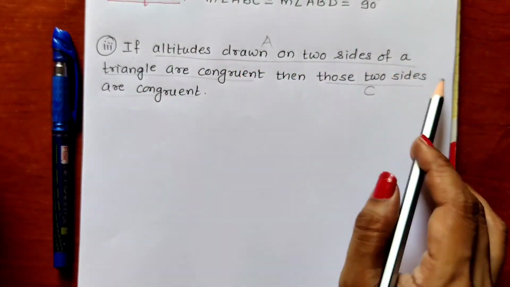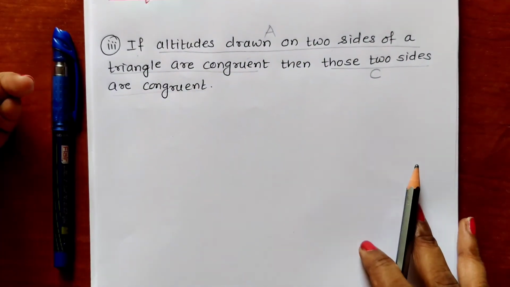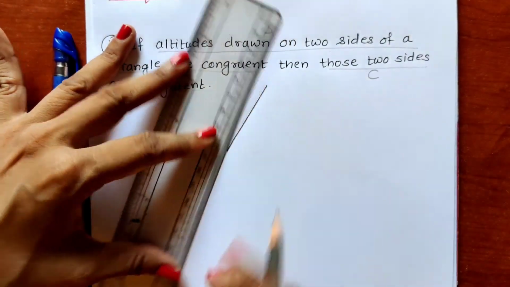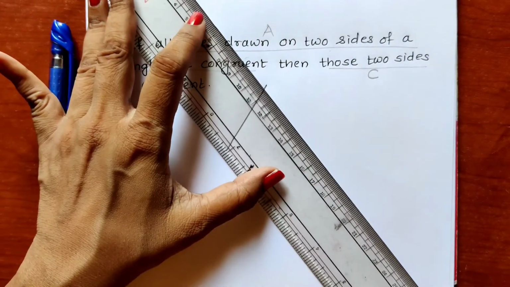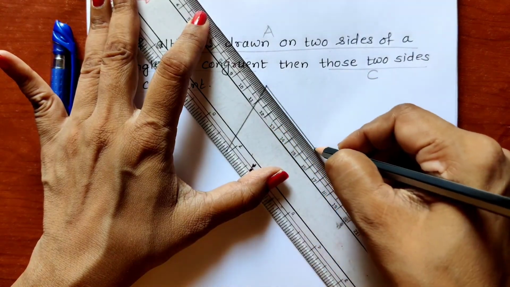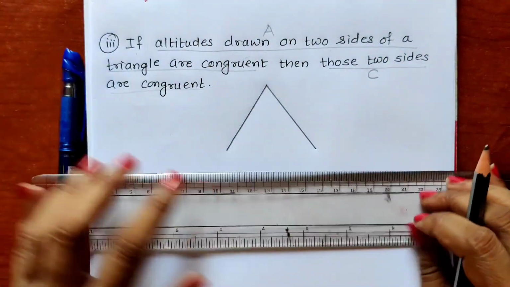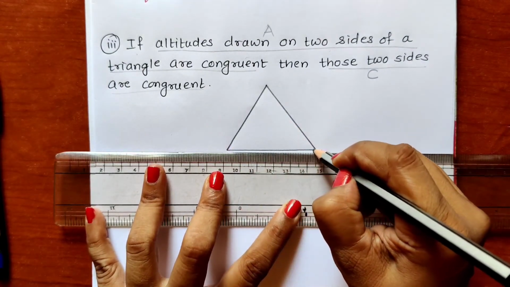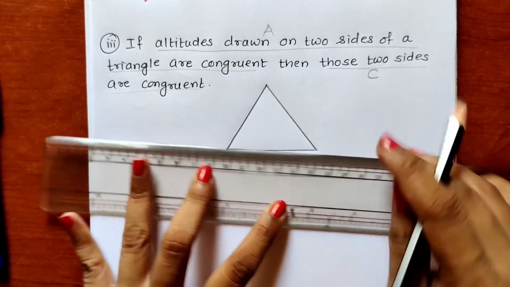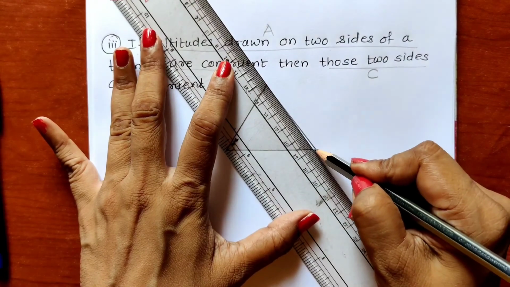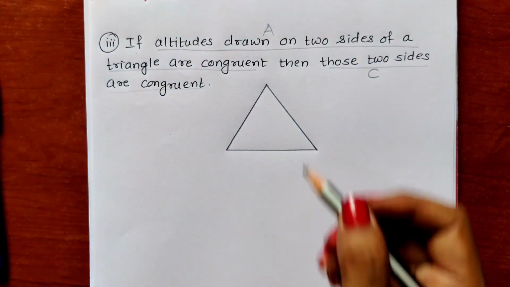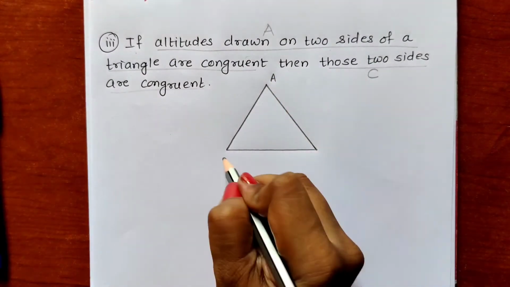Altitudes drawn on two sides of the triangle. So we have to draw the triangle first. Let us draw any triangle. In all these diagrams, the measurements are not important. We have to draw the diagram only. It is not according to any measurement in this question number 10. So I have drawn a triangle ABC.